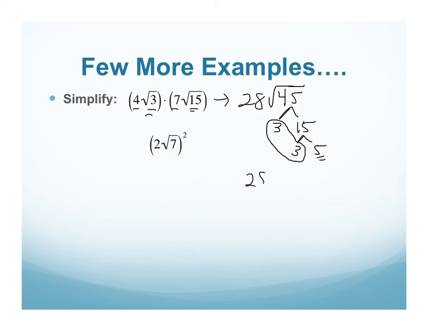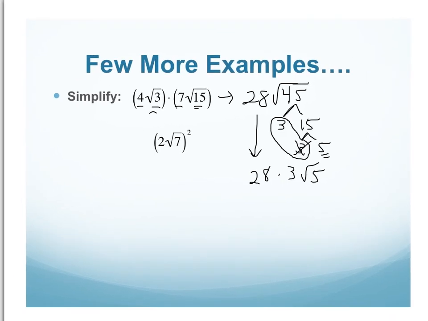So I still have my 28. One 3 comes outside from the pair. We forget about the other 3. And the 5 stays under the root. Okay, and then 28 multiplied by 3 is 84, and I keep the root 5. So that's my final answer.